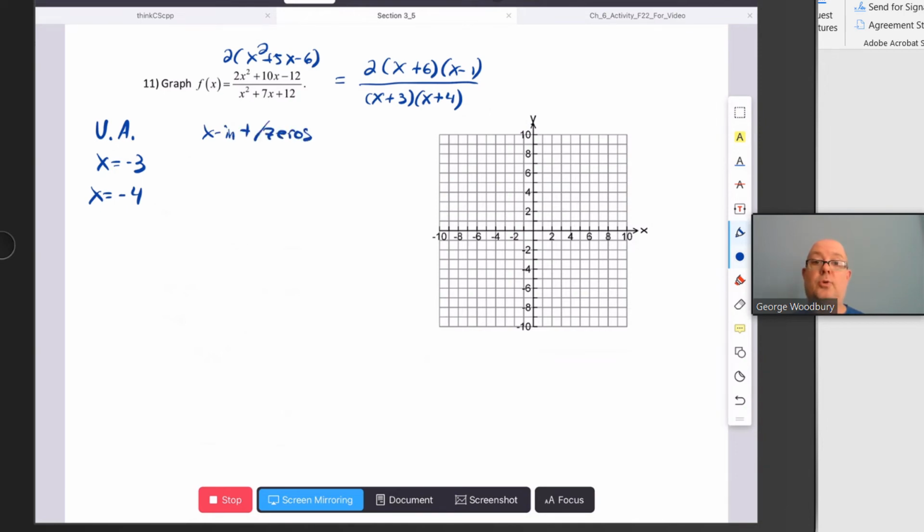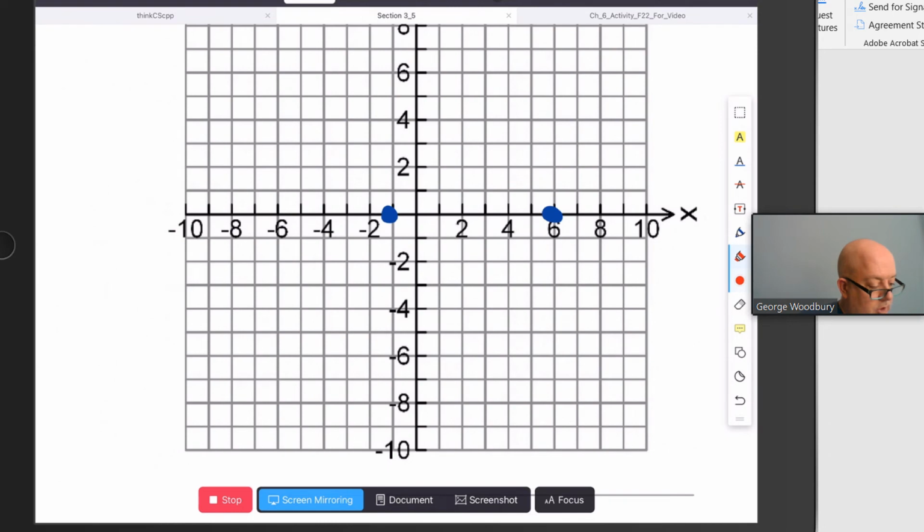Those come from the numerator, x equals negative 6 or x equals positive 1. So I can get that information onto the graph right away. X equals 6, x equals negative 1. The asymptotes were at negative 4 and at negative 3.